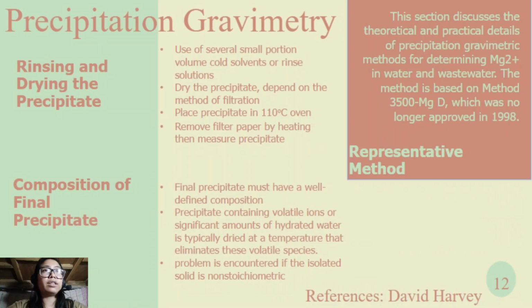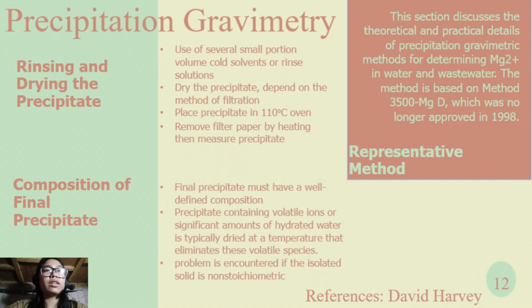For rinsing and drying, separate the precipitate and dry it to remove residual traces and volatile impurities. The temperature and method depend on the filtration method and the precipitate's desired chemical form. Higher temperatures are needed for decomposition before weight determination. Quantitative applications require well-defined precipitates. Volatile ions or hydrated water are typically dried at a temperature that eliminates these species, and non-stoichiometric solids also pose issues.